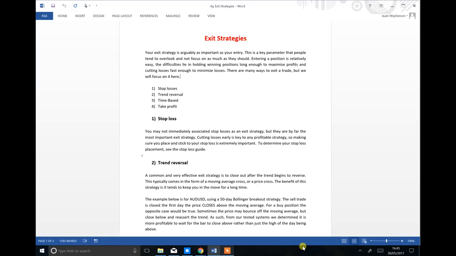Now what we haven't gone through yet is exit strategy, so we're going to talk through those now. And this is arguably one of the most important parts of trading, how you exit that trade. And it's a parameter a lot of people tend to overlook. Entering a trade is actually relatively easy, and the difficulty lies in holding a winning position long enough to maximize those profits, and making sure you cut losses fast enough so that your risk to reward is always going to be the right way around.